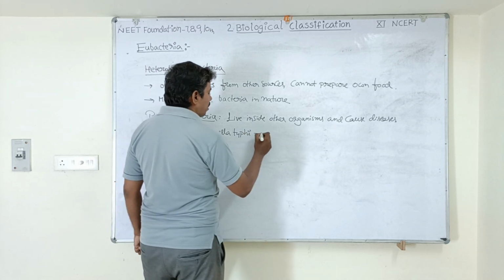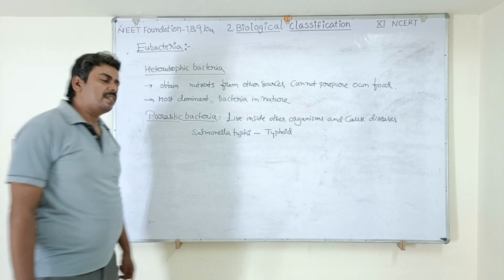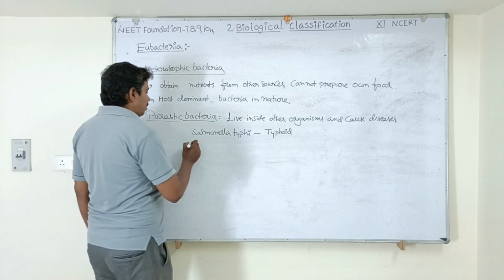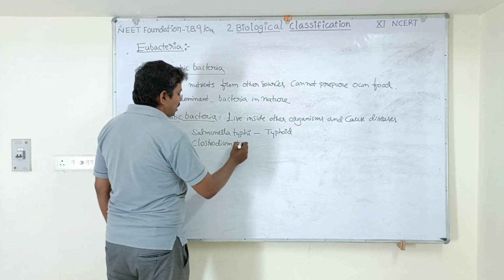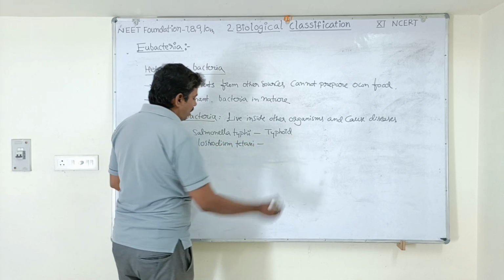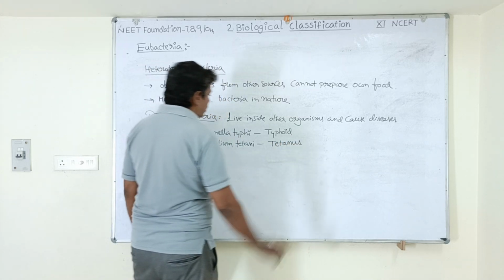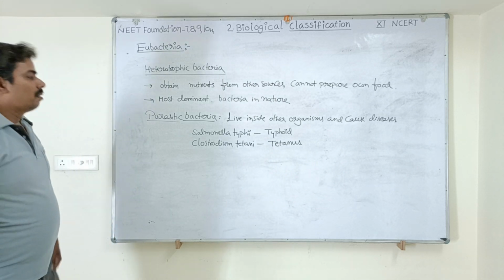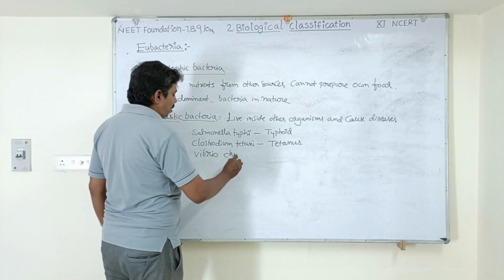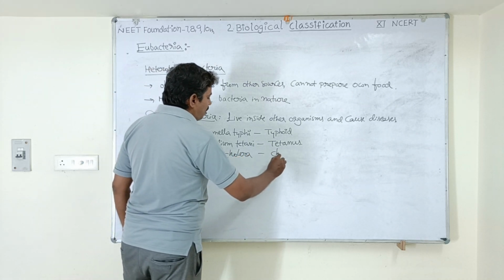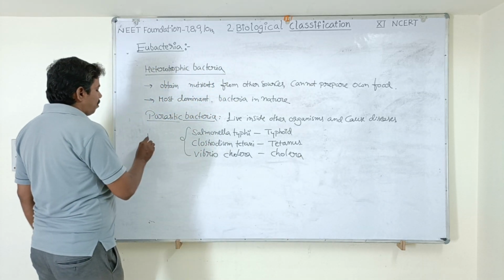This particular bacterium causes typhoid fever. It causes typhoid disease. Okay, this is the name of the disease. Next, Clostridium tetani. This particular bacteria causes tetanus disease. Okay, next, Vibrio cholera causes cholera disease. So these are all the diseases which are seen in human beings.